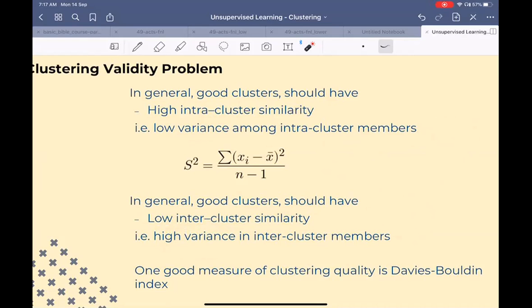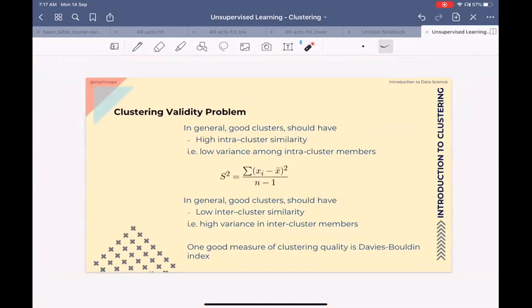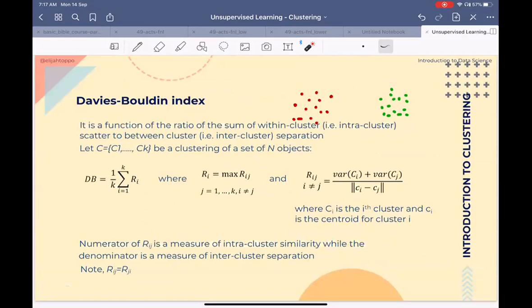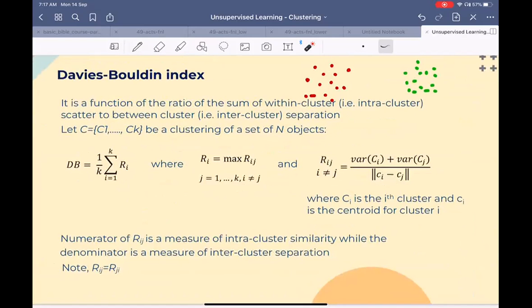Okay, and there is a metric that combines both of these ideas together. It is called the Davies-Bouldin index. One good measure of clustering quality is the Davies-Bouldin index. So we'll see how it is evaluated. The Davies-Bouldin index is basically a function of the ratio of the sum of within-cluster, that is intra-cluster, scatter to between-cluster, that is inter-cluster, separation. So let's look at what this looks like.